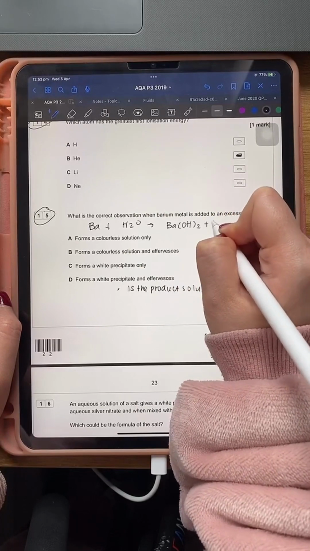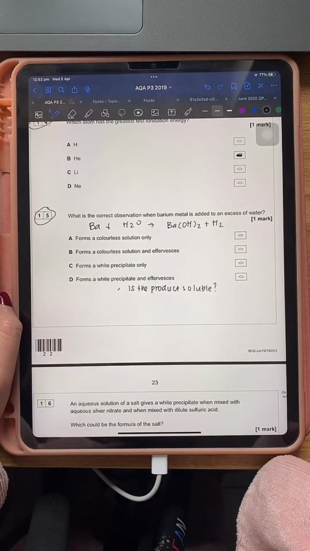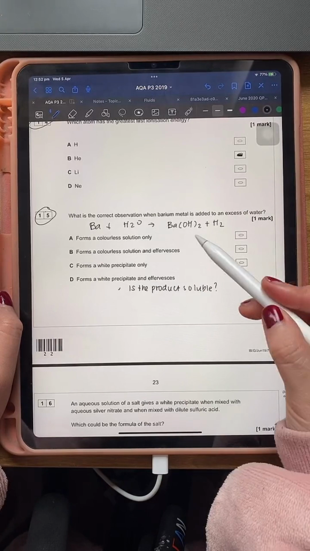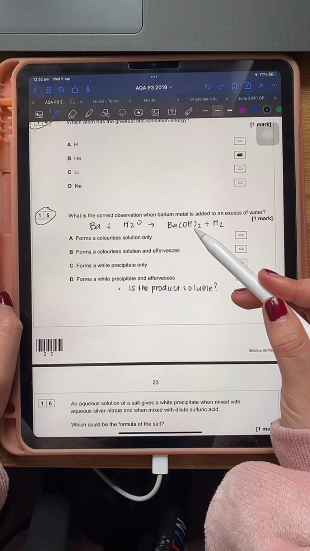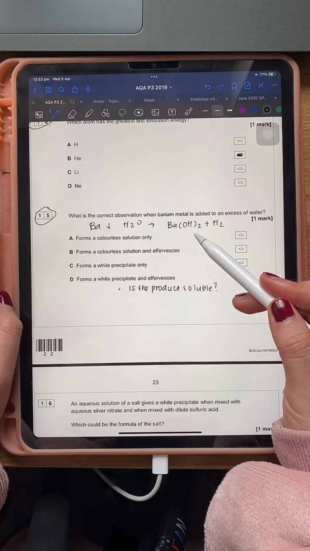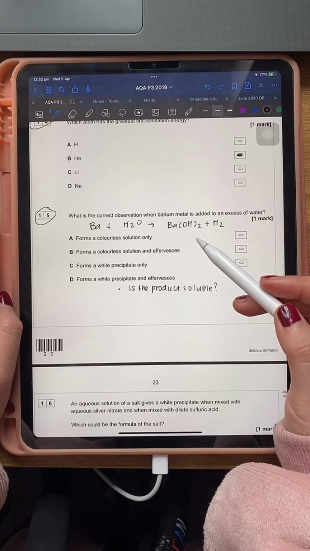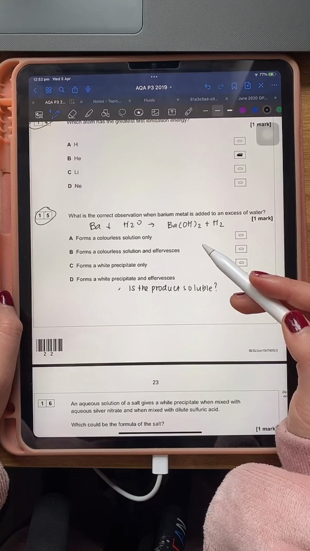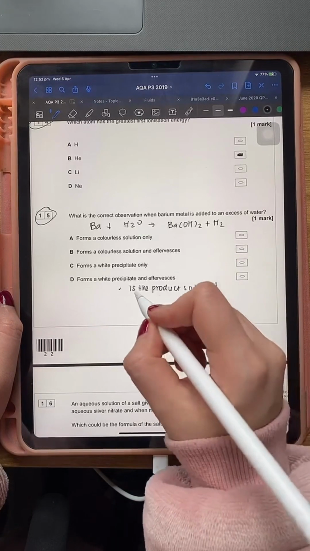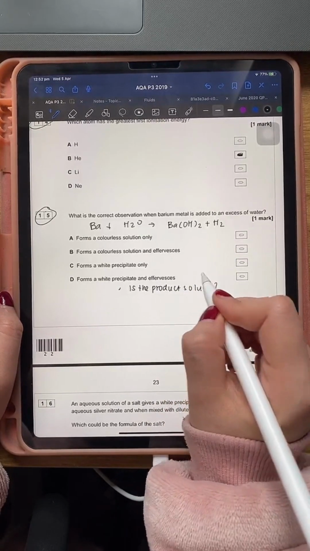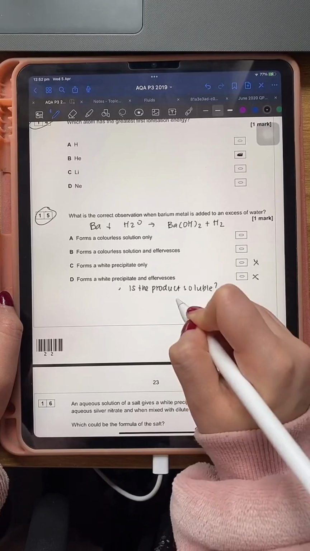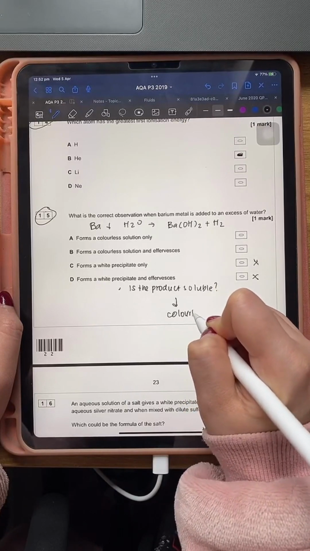And yes, you guys are right. Barium hydroxide is soluble. That means it's colorless solution. So it can't be C, can't be D. Must be A or B. And we have a gas forming, so it must be B.